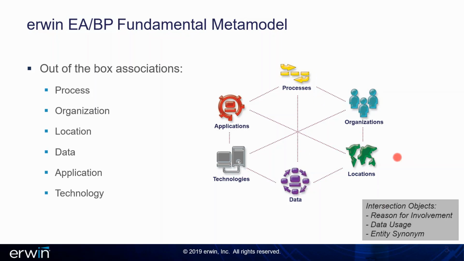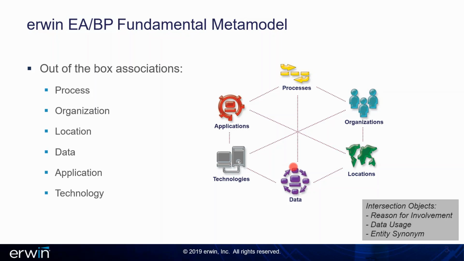The intersection objects for all of these objects are these following three. So we have reason for involvement, data usage, and entity synonym. Reason for involvement is the association from a process to everything except for data. Data usage is the association between data and process, while entity synonym is the association from data to everything other than process. So those are the three associations.